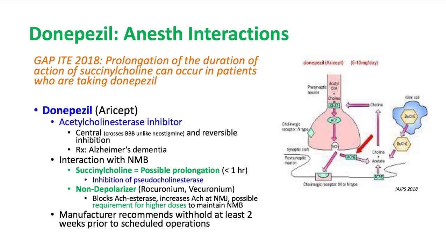For non-depolarizers like rocuronium and vecuronium, there may be a requirement for higher doses. Why would that be? Because if donepezil blocks not only central but some peripheral action of acetylcholinesterase and raises acetylcholine levels at the postjunctional membrane, rocuronium and vecuronium are competing with acetylcholine. Now they have to compete with more acetylcholine, and we may have to give more rocuronium to get the same effect. The manufacturer actually recommends that donepezil be withheld at least 2 weeks prior to scheduled operations.